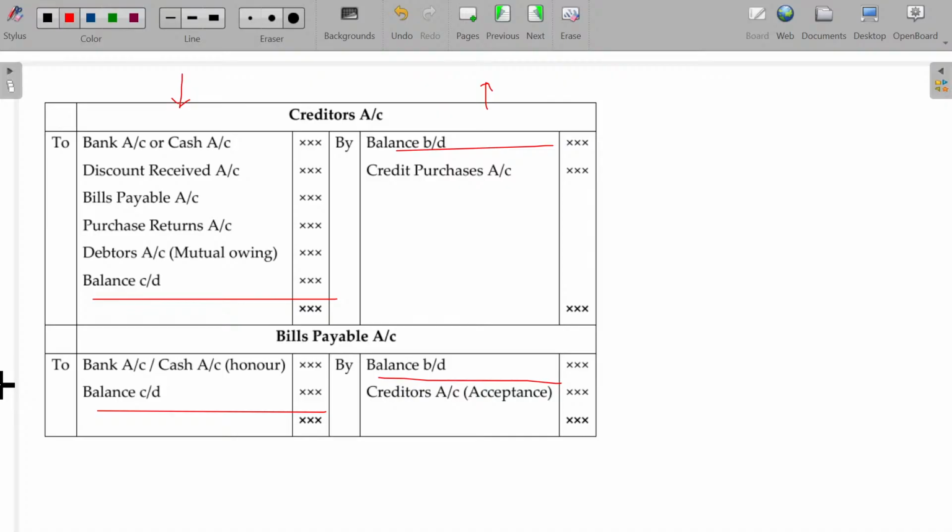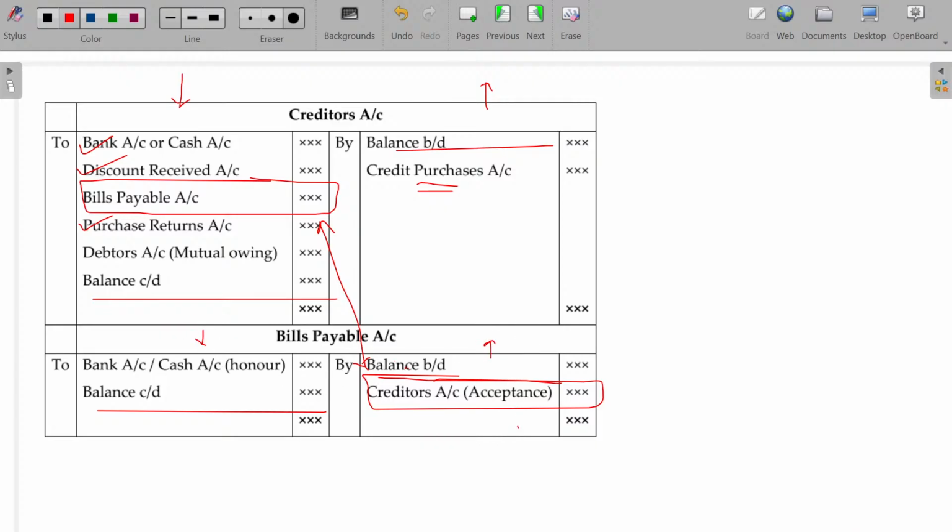So what causes the increase of the creditors? Credit purchases. When is it going to be reduced? When you make the payment, or you receive the discount, or the purchased item is simply returned. And sometimes we may accept a bill. If we accept the bill, automatically creditors decrease. Instead of that, bills payable will be increasing. And this bills payable increases because of accepting the bills.